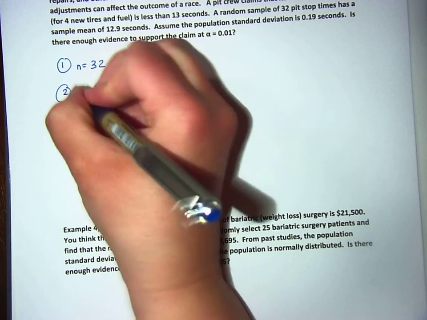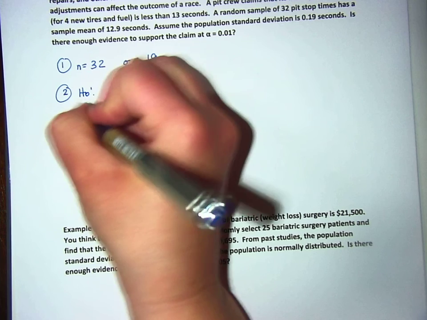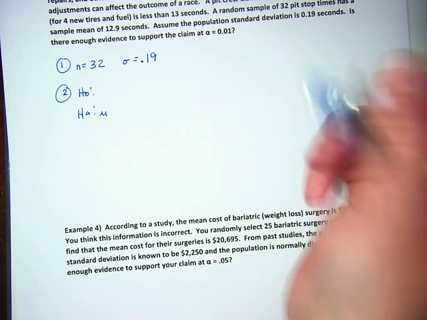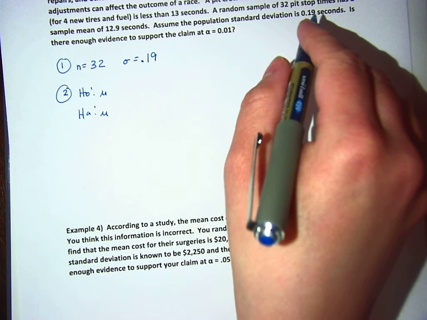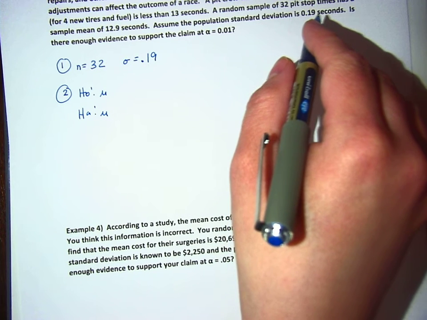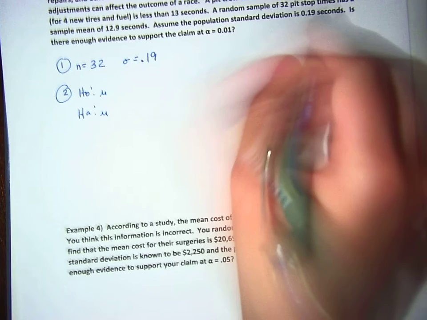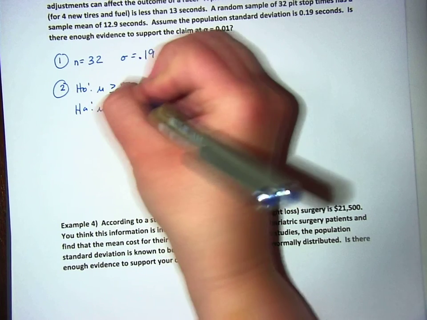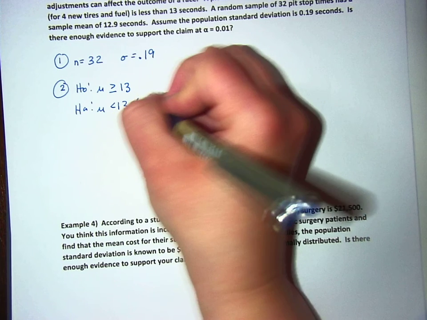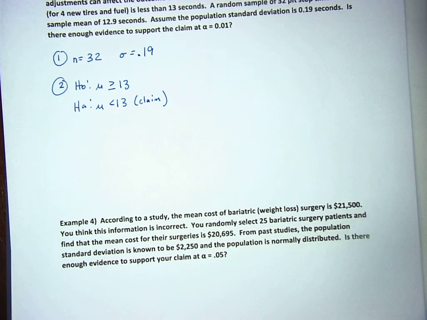So step 2 here, H sub 0, H sub A. They said that their claim was that the mean pit stop time is less than 13 seconds, which means the opposite is that it's greater than or equal to 13, so there's the claim.